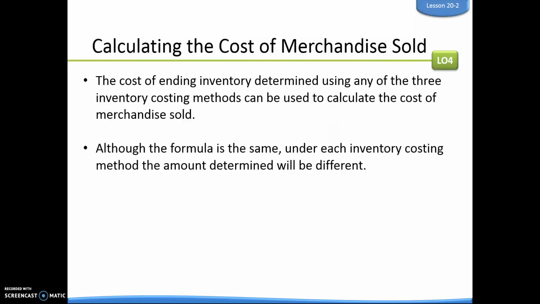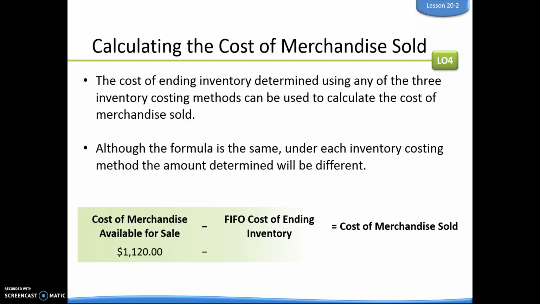Now, the cost of ending inventory, that's always something that we need to know so that we can figure out our cost of merchandise sold. Now, although the formula is going to stay the same, remember that under each inventory costing method, the amount of ending inventory will be different. So, for example, the cost of merchandise available for sale, remember, was $1,120. Our FIFO costing of inventory method was $422, which means our cost of merchandise sold that period was $698.